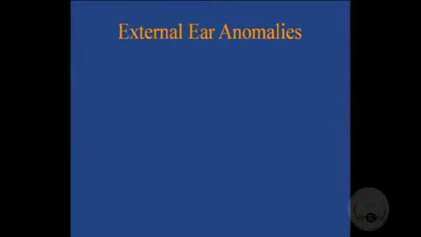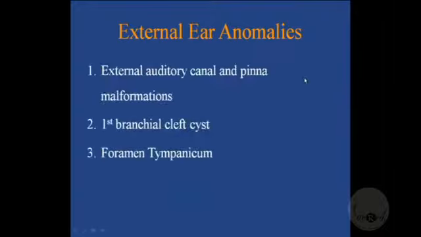So in this talk, I went lateral to medial. I'm talking about external ear anomalies. These could be anomalies of the pinna or the external auditory canal, where the primary abnormality, the most common or important one, is atresia of the external auditory canal. I also wanted to include two other things: the first branchial cleft cyst and the foramen tympanicum. They occur in that area, even though they are not exactly related to this, so I included them. This is a common finding I just wanted you to be familiar with as well.